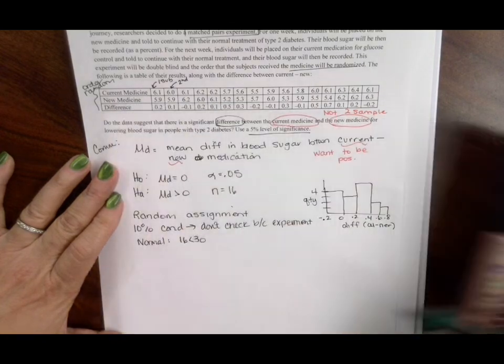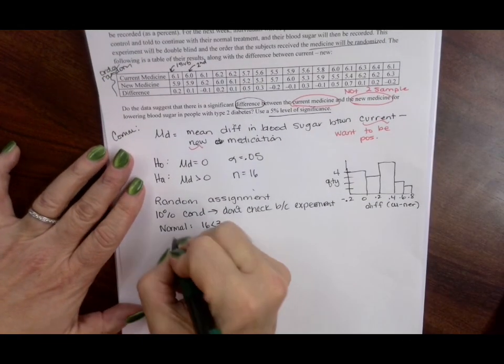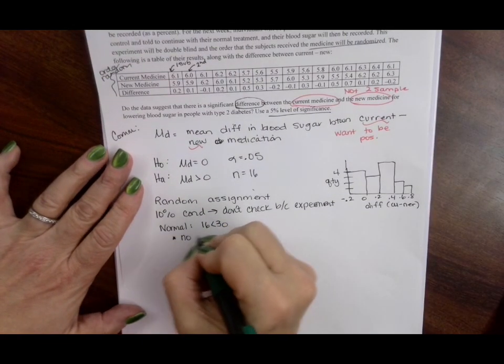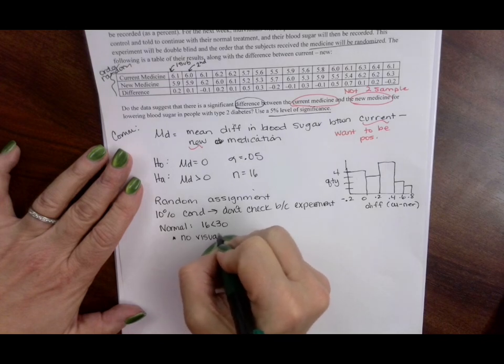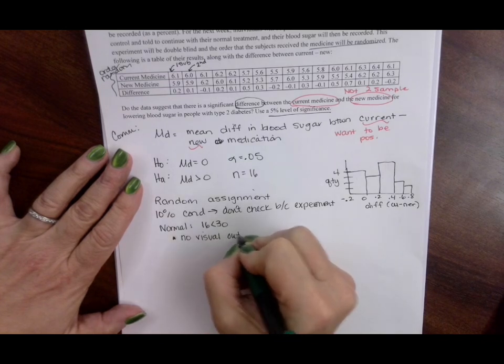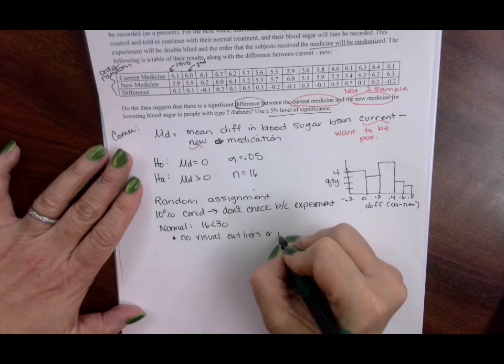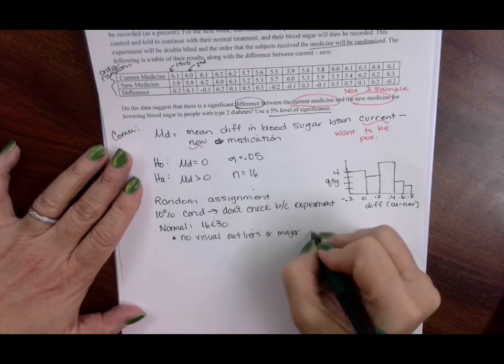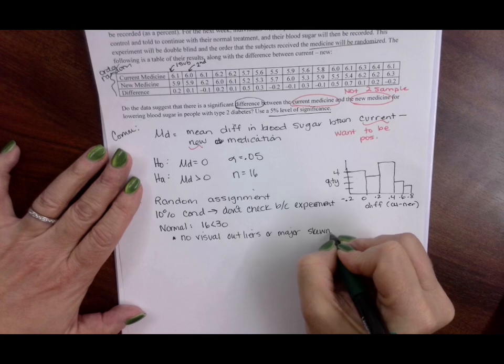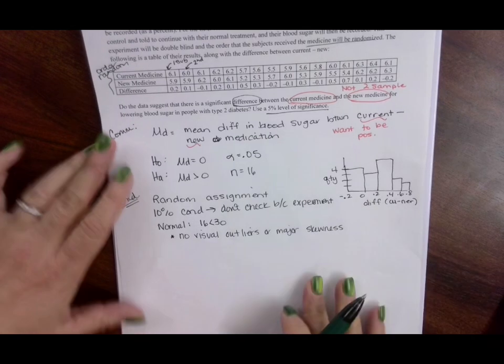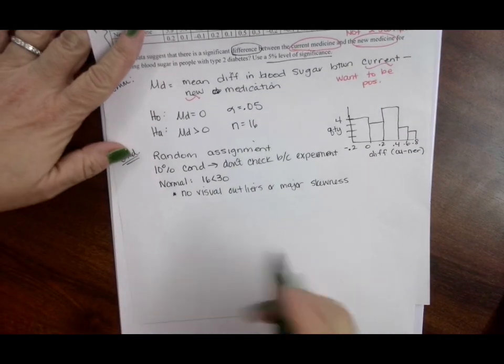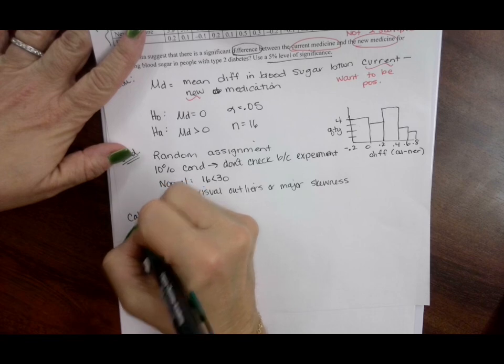All right, so what I'm going to say here is there are no visual outliers or major skewness. Looks like maybe a little bit, but it's not significant. All right, so now let me get down here to my calc.